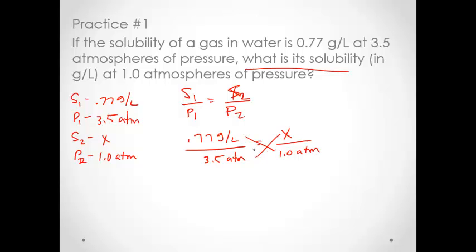And so we're going to be cross multiplying, and x is going to have 2 significant digits. Every single one of these numbers that we're using has 2 significant. So 0.22 grams per liter. And so what that in essence means is if we reduce our pressure down to 1.0 atmospheres, 0.77 minus 0.22, so 0.55 grams are going to come out of the solution. So that much gas will leave because it can't dissolve in the liquid.